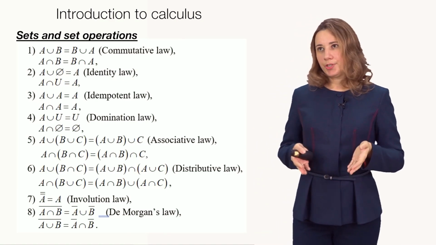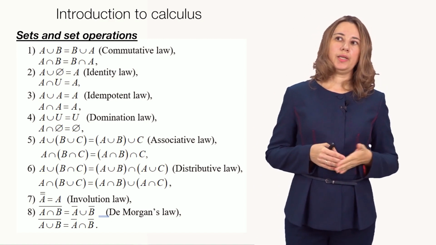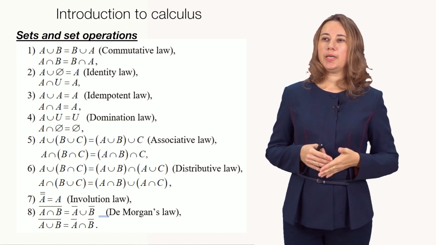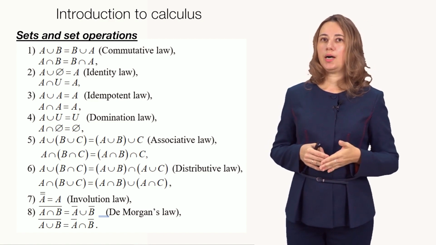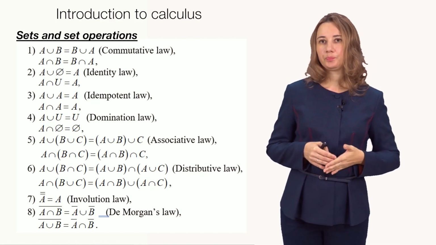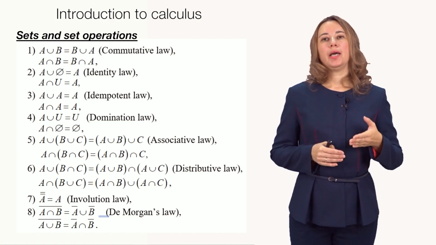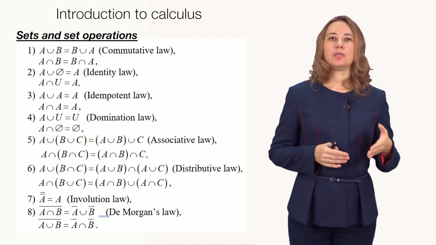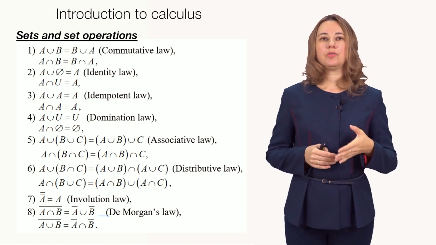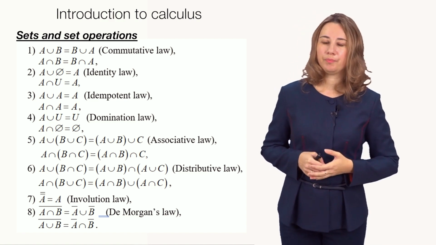The considered operations have a variety of important properties. Let capital U be the universal set, and capital A, capital B, capital C are subsets of our universal set, capital U. Then, for example, A union B is equal to B union A. A intersection B is equal to B intersection A.